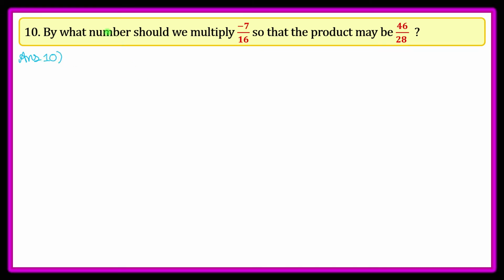To solve these types of questions, you have one simple trick: instead of saying "by what number", put the value x. By x, we should multiply minus 7 upon 16 so that the product may be 46 upon 28. Now that I replaced "what number" with x, the sentence becomes: by x we should multiply minus 7 upon 16. Whatever the sentence says, you just write it out.